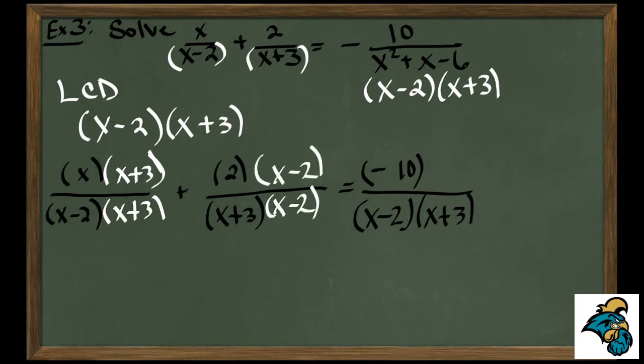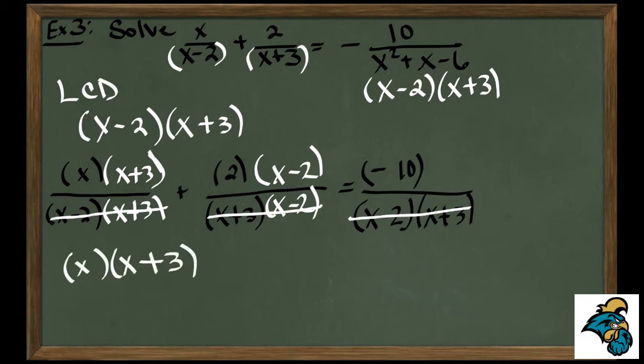And in this fraction here on the right-hand side, I have both components of the least common denominator already. So like I told you guys before, once you have everything with that common denominator, you can ignore them. We know that if the denominators are all the same, the numerators are going to be equal to each other. So we have x times (x + 3) plus 2 times (x - 2) is equal to negative 10.